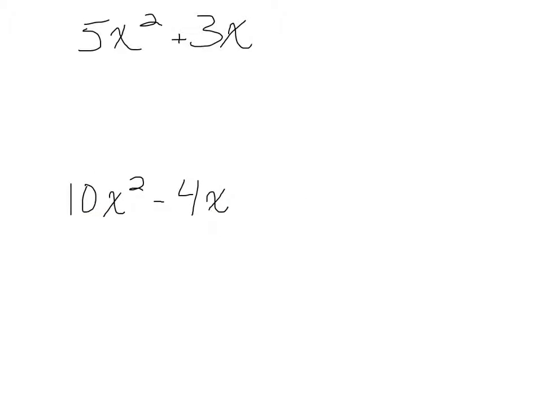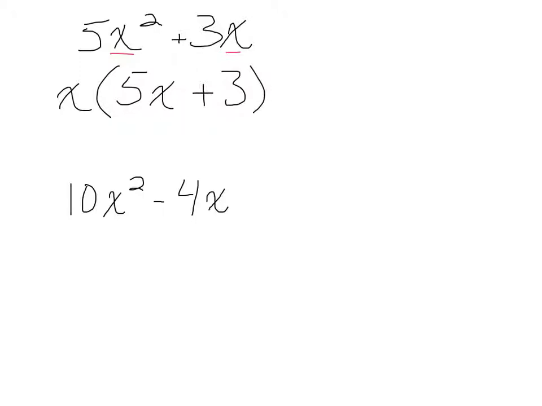In addition to factors that are numbers, we want to also look for common factors of x. In this case, both of the two portions have an x in them, so we can factor out one of those x's, and x times 5x gives me 5x squared, and x times 3 gives me the 3x.